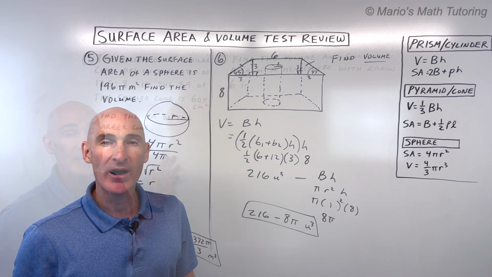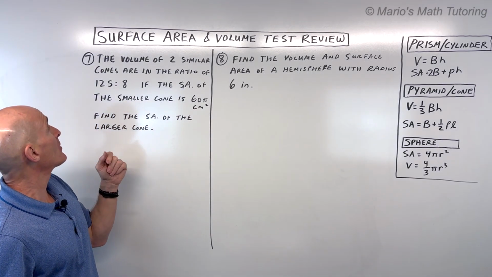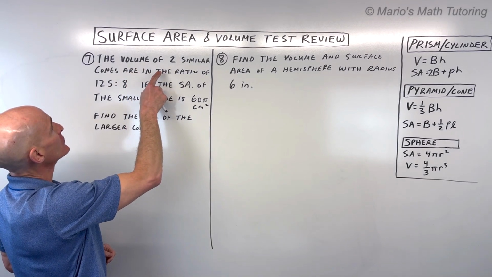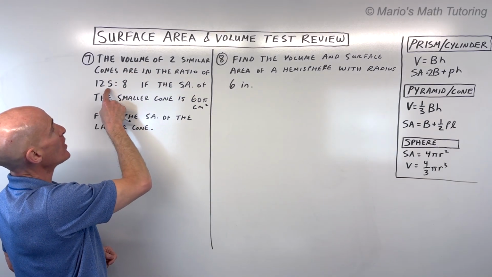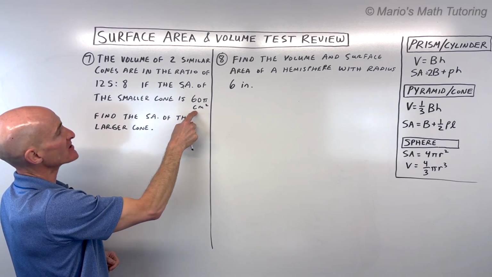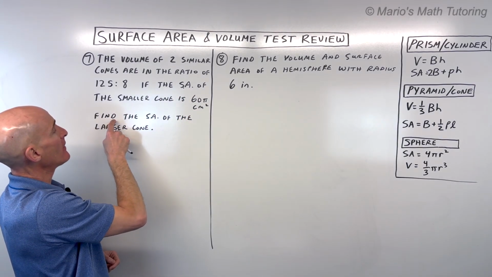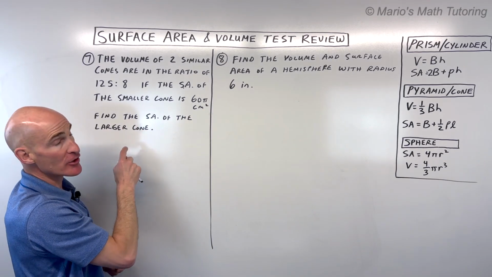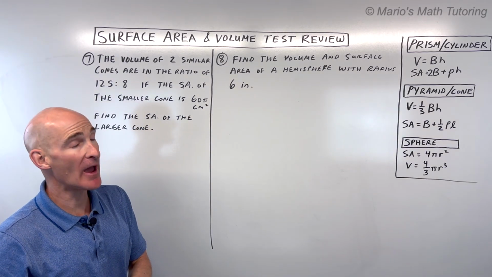Let's do the next group of problems. You can do number 7 and number 8. For number 7, it says the volume of two similar cones are in the ratio of 125 to 8. If the surface area of the smaller cone is 60 pi centimeters squared, find the surface area of the larger cone. So how would you do that one?